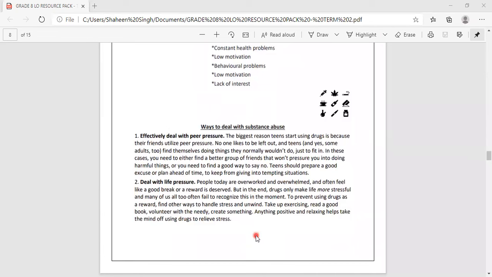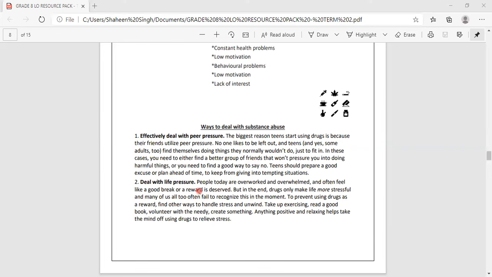Boys and girls, it's also important to remember that substance abuse is not a case where it can't be treated. There are ways to deal with substance abuse. Firstly, effectively deal with peer pressure. This refers to finding a better group of friends who have a positive impact on your life and encourage you to do good. If you have friends who engage in negative peer pressure and encourage you to do wrong, I suggest that you change your group of friends. I assure you that it will impact greatly on your lives in a positive way.